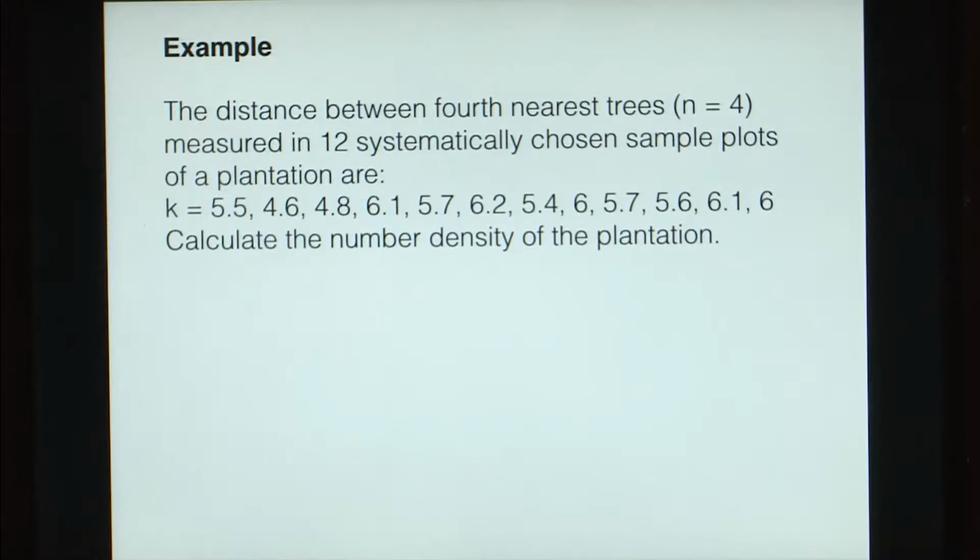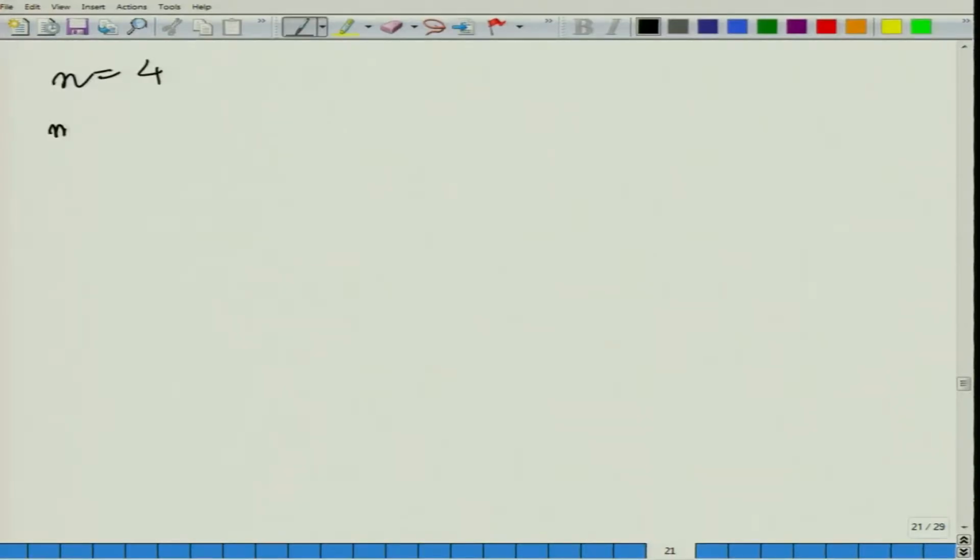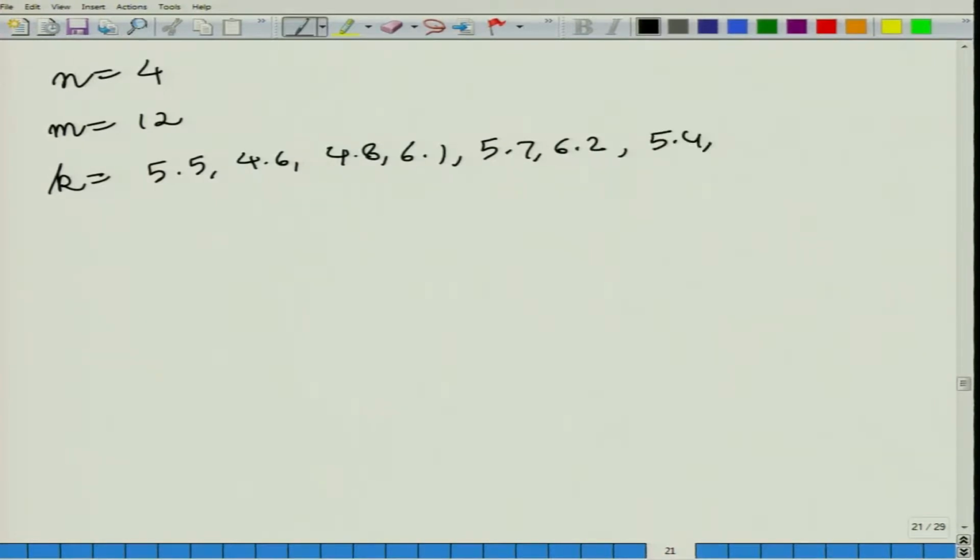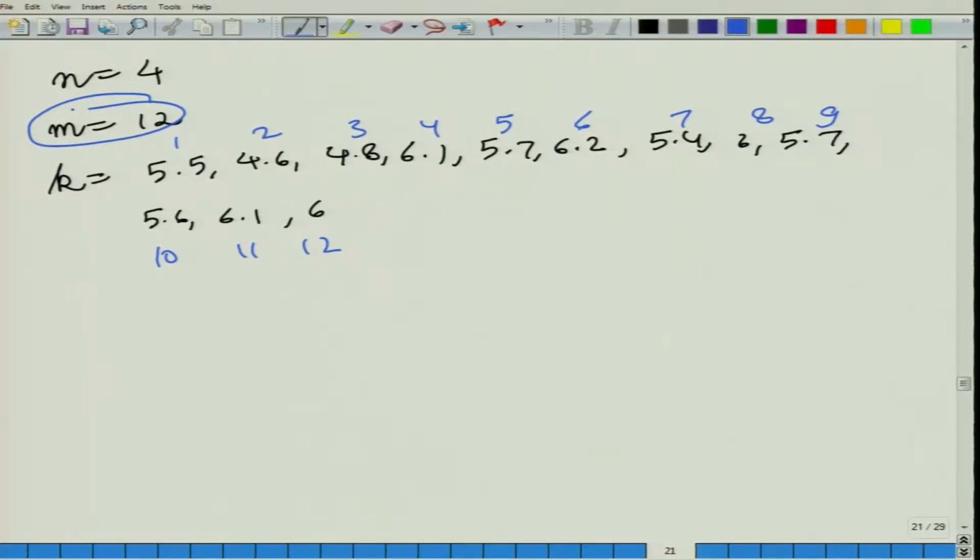So how do we do that? We are given n is equal to 4, m is equal to 12, and the values of k are 5.5, 4.6, 4.8, 6.1, 5.7, 6.2, 5.4, 6, 5.7, 5.6, 6.1 and 6. So how many values do we have here? 1, 2, 3, 4, 5, 6, 7, 8, 9, 10, 11 and 12. So we have 12 readings and we are required to find out the number density.